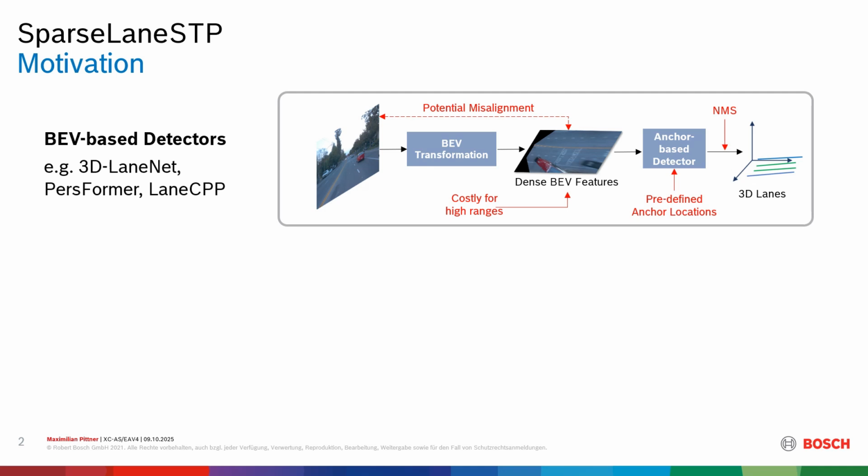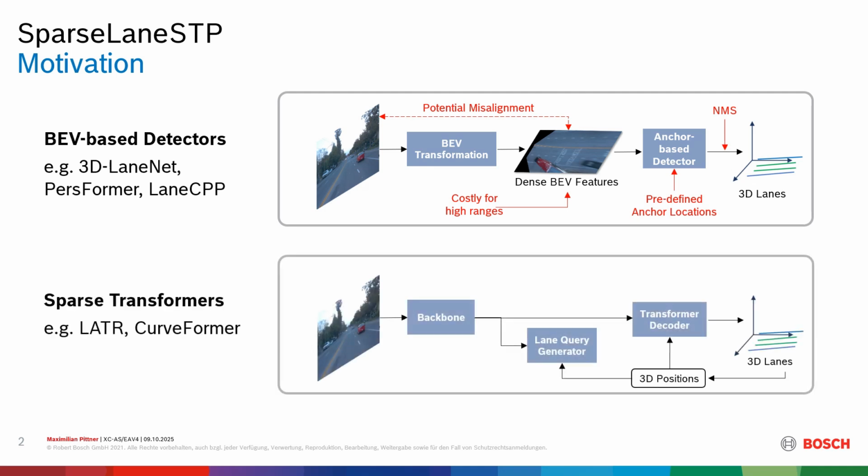specific heuristics. Recently, transformers in combination with sparse query designs solved these issues and outperformed BEV approaches by modeling lanes as position-aware queries that are directly associated with the perspective view, avoiding an error-prone BEV. These queries are optimized using attention mechanisms in the transformer decoder in an iterative process. However, such sparse transformer approaches so far completely neglect valuable prior knowledge about lane-specific properties or temporal history. In SparseLaneSTP, we are proposing a transformer-based lane detector that leverages these spatio-temporal priors.